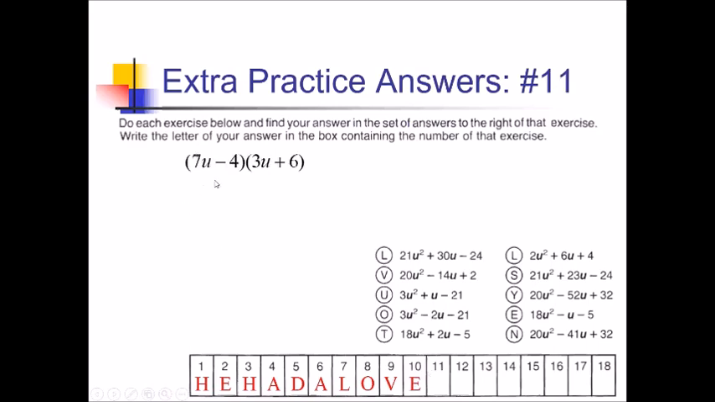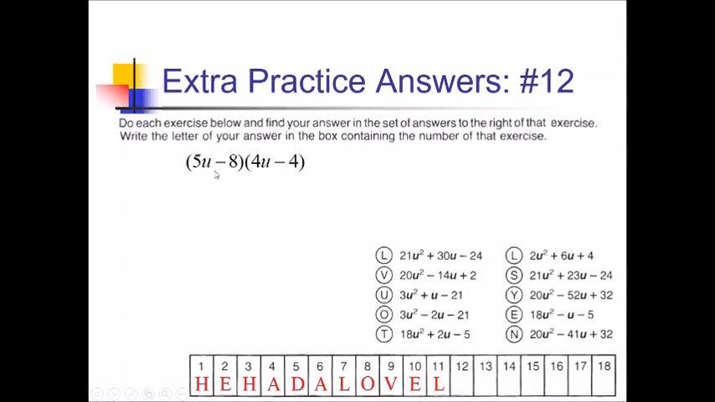Now we've got 7u minus 4 times 3u plus 6. 7u times 3u, that's 21u squared. 7u times 6, that's going to be a plus 42u. And then negative 4 times 3u, that's a negative 12u. Finally, negative 4 times 6, negative 24. 42u minus 12u, that's going to be a 30u for combining those like terms. So we have 21u squared, 30u minus 24, and that's going to be L going under 11.